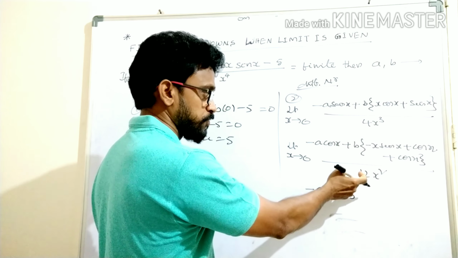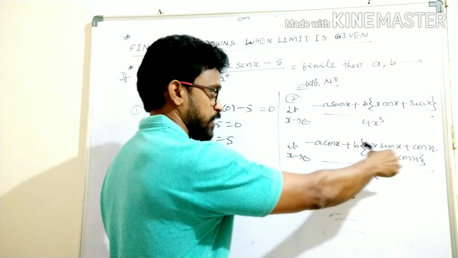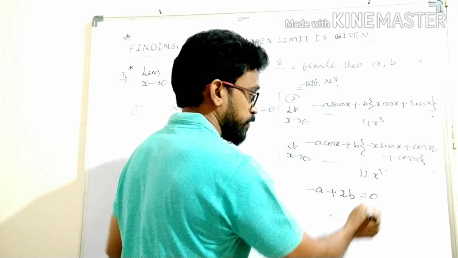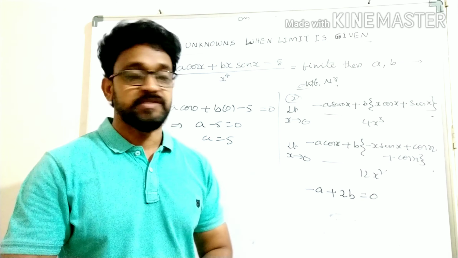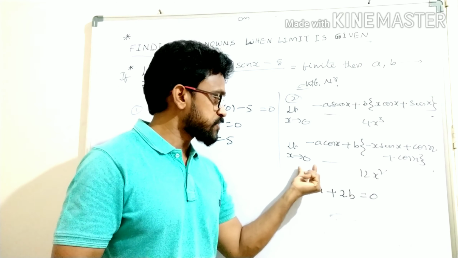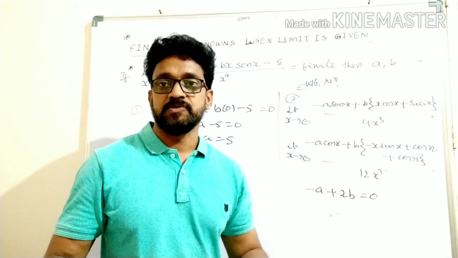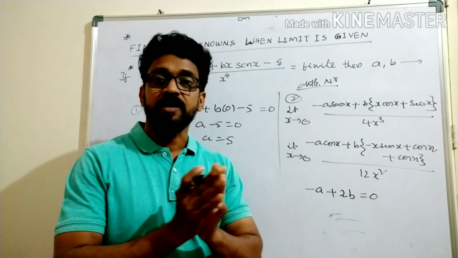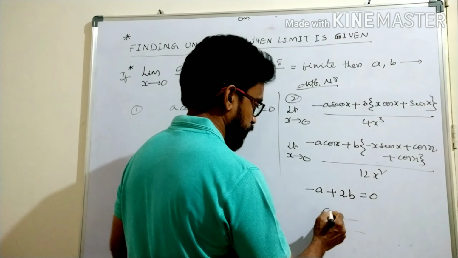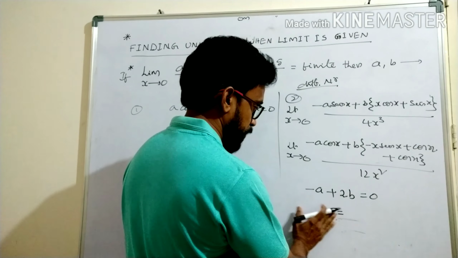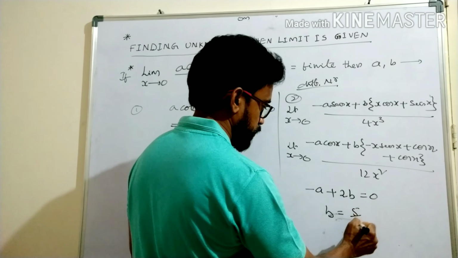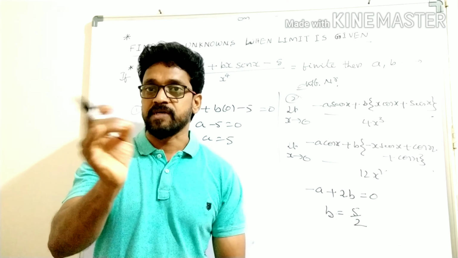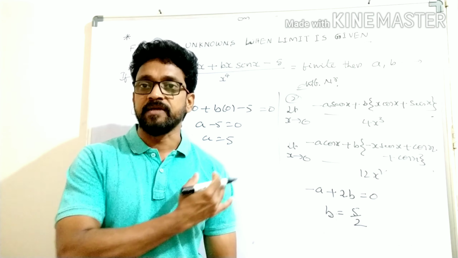This is the numerator value. But the limit value is finite, so the value minus a plus 2b must and should be 0, because as x tends to 0 the denominator tends to 0; otherwise the limit does not exist. So from that, b is equal to 5 by 2 and a is equal to 5. Without applying the sin x, cos x series, we got the answer.